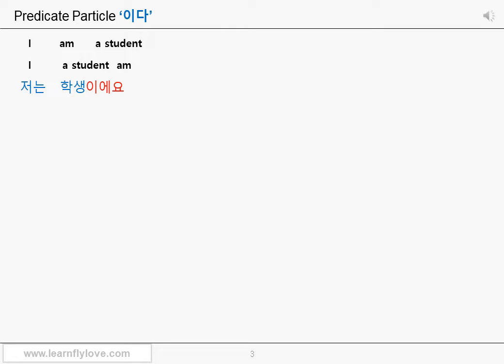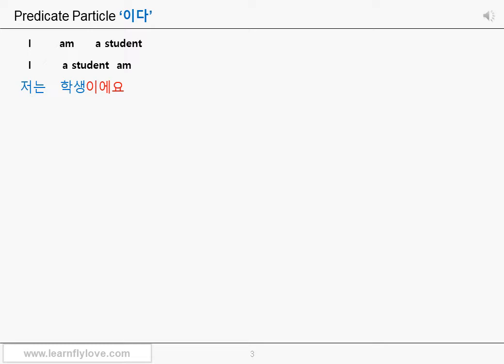Let's see some examples together. I am a student. It's gonna be more like I, student, am. I, 저는, or 제가. Student. Student is 학생 in Korean, and you add 이에요 right after because the 생 sound has a final consonant. 저는 학생이에요. There's no space between 학생 and 이에요. Of course, you can say 제가 학생이에요, depending on the context.